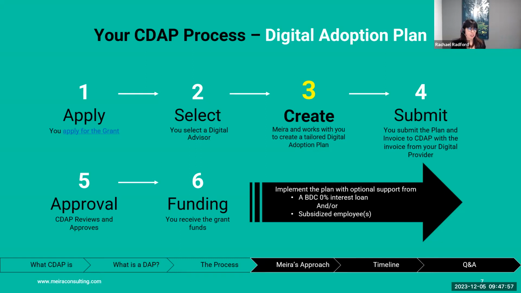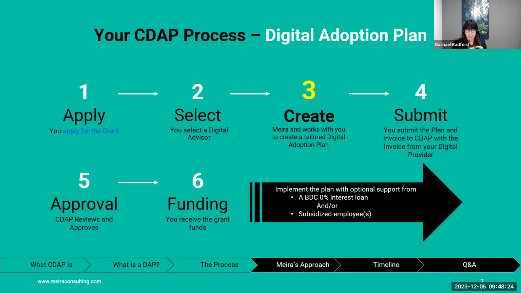Once you have selected your digital advisor, you sign the agreement with them. Then, for instance, if you're working with us, Mira works with you to understand what is happening within your business. Where are you trying to go strategically? How can we help you get there from that technology roadmap perspective? We do all of that work with you to create the digital adoption plan.